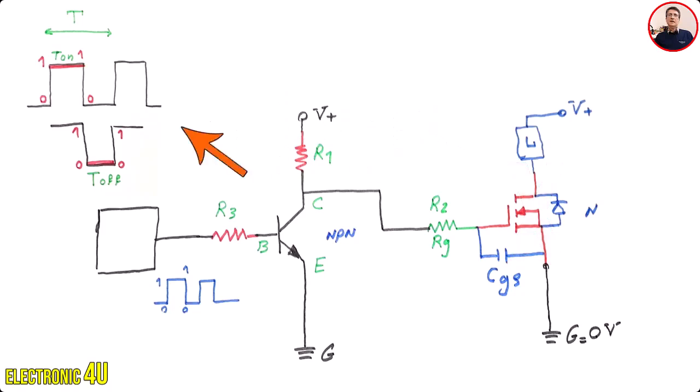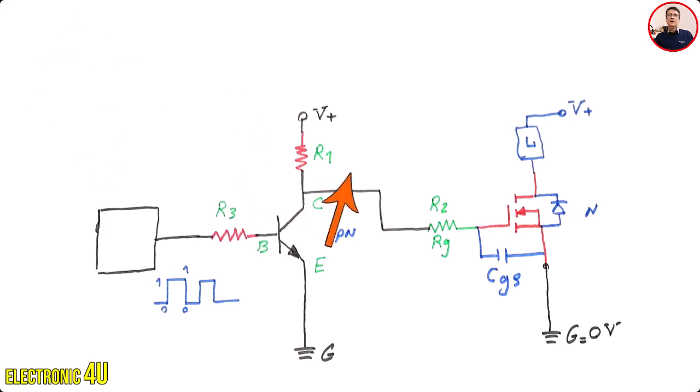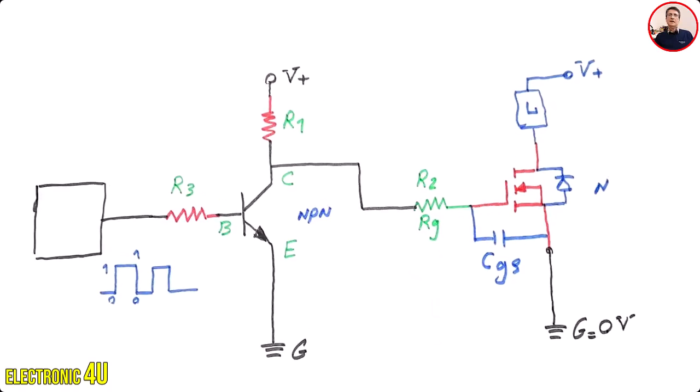In the next half cycle, the pulse is off. So, there is no voltage on the base pin of the NPN transistor and the transistor is off. The connection between ground and collector is broken. The voltage reaches the gate of the MOSFET through the resistor R1 and the resistor RG, and the MOSFET turns on. It looks like a good circuit, but it has many problems.